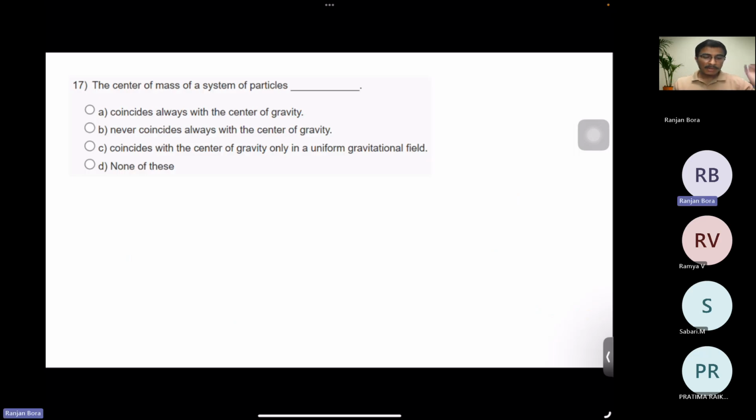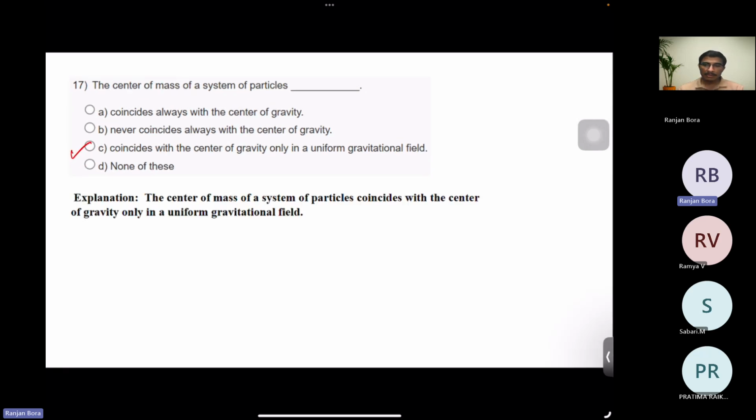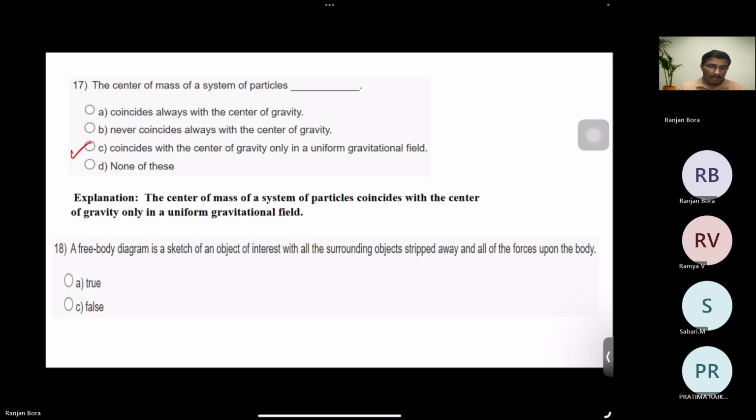One question was about the center of mass of a system of particles. I have shown you that the center of mass coincides with the center of gravity in a uniform gravitational field. If the gravitational field is not uniform, then it doesn't coincide. The next question: a free body diagram is a sketch of an object of interest with all the surrounding objects stripped away and all of the forces upon the body shown. So it is a true statement. We have seen it.